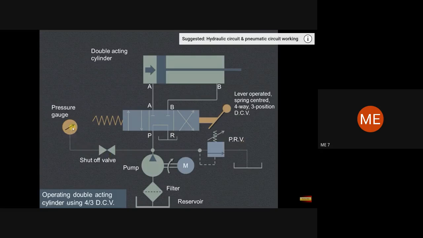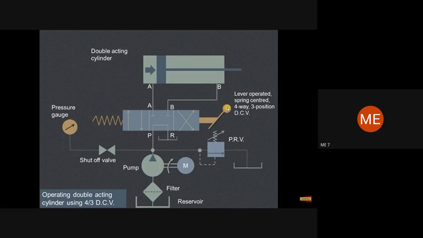Then the pressure gauge will sense the pressure and indicate the pressure inside the circuit. For the given particular position, the port P is connected to the port R. So the fluid will enter from the pump into port P and will directly go to the reservoir port R and no operation will be performed. Now let us see what will happen when we operate the valve.